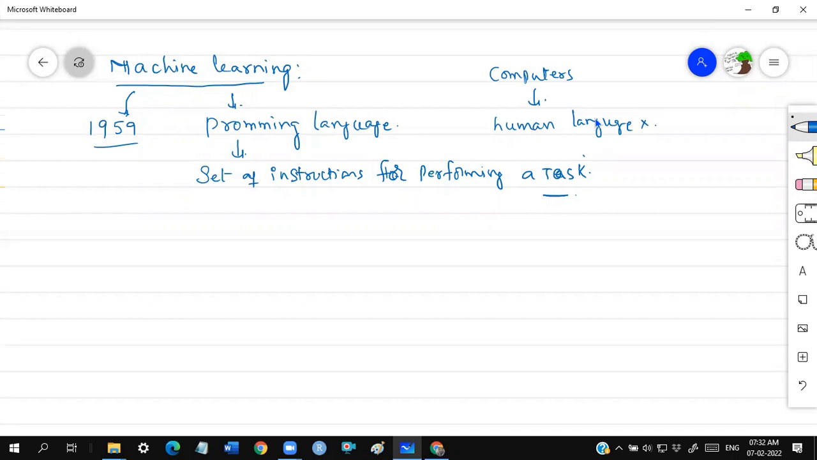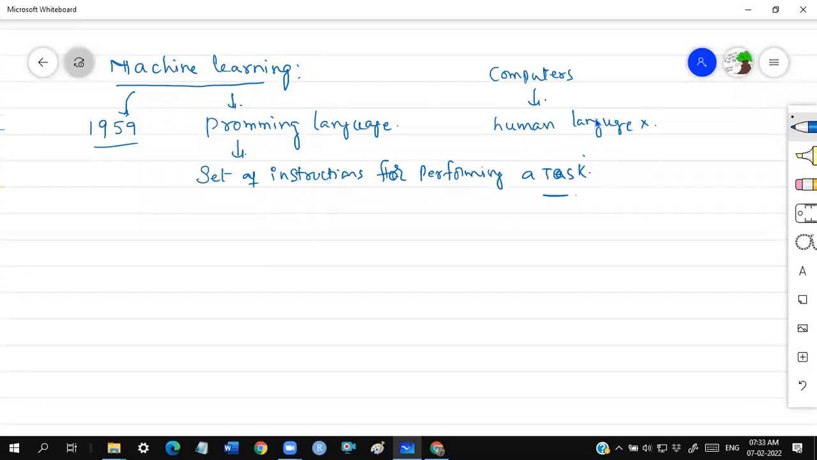Later the computing power increased, and mathematicians and statisticians developed very powerful mathematical theories. With the help of that, machine learning came into reality, guys. The success stories have come in the last 5 or 6 years, but it started in the year 1959 itself.